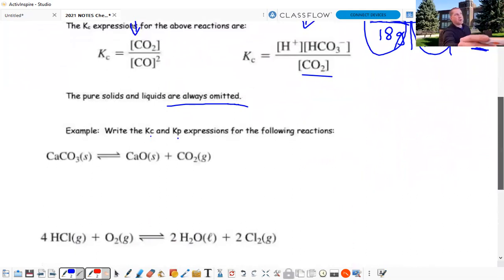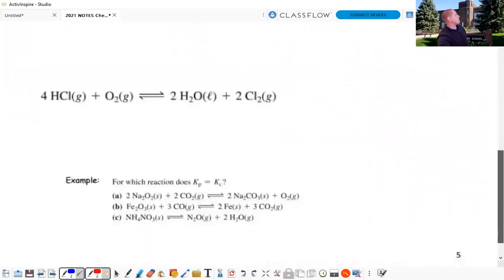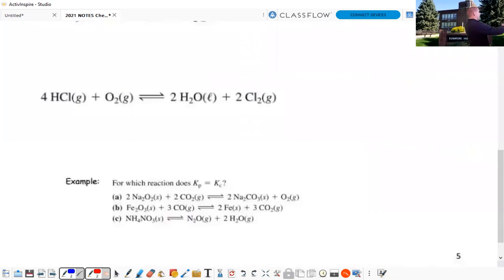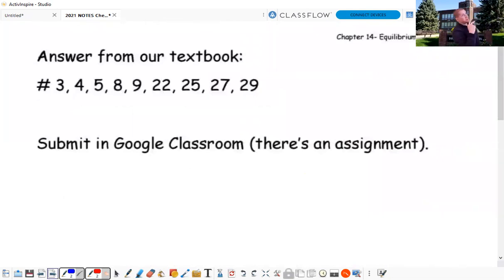So try them again, hit pause. There's only 2, and then try that bottom one. And then on the next page, this is the homework assignment. I do have an assignment there in Google Classroom. So try those 8 problems from our textbook. We'll try to include those all as we move along in this unit.